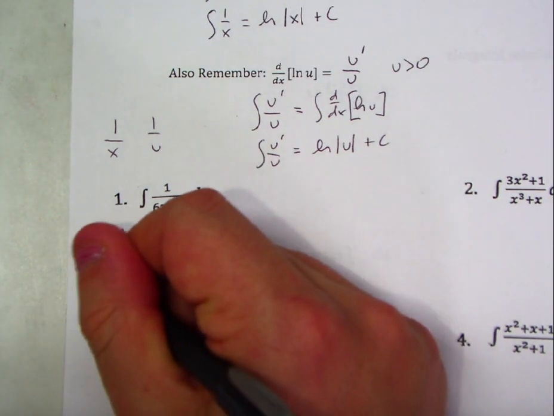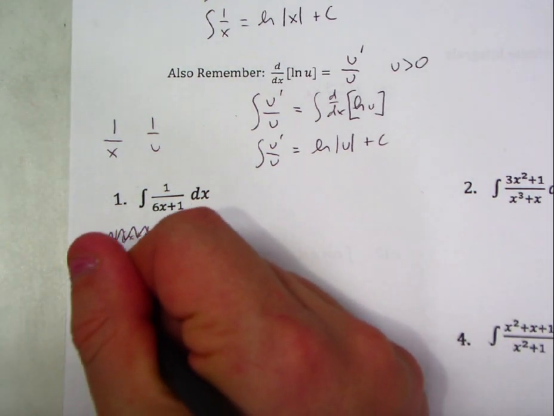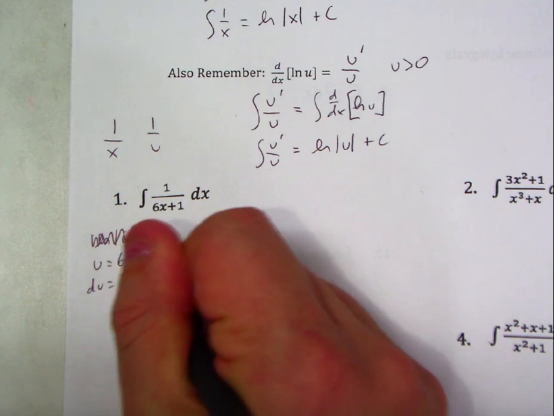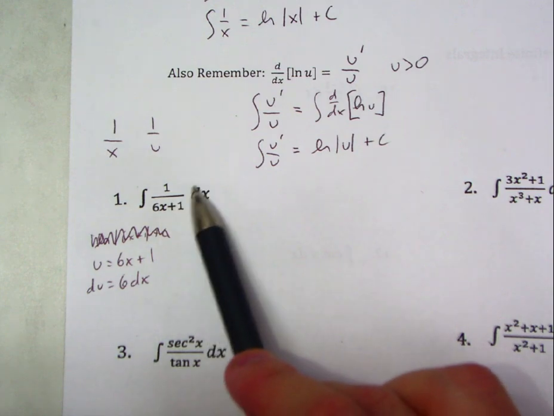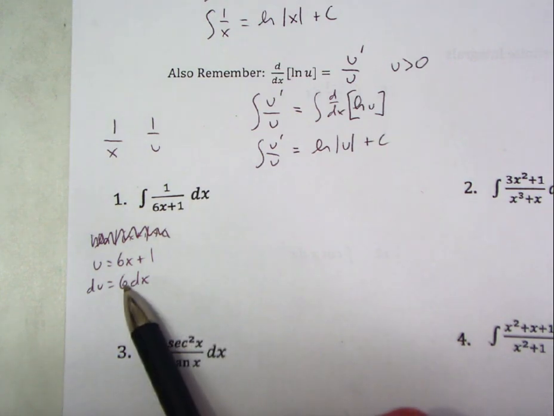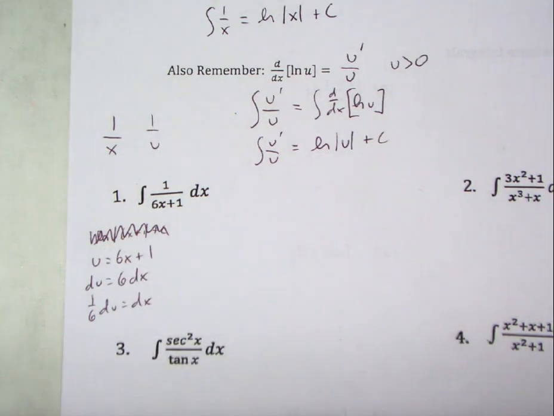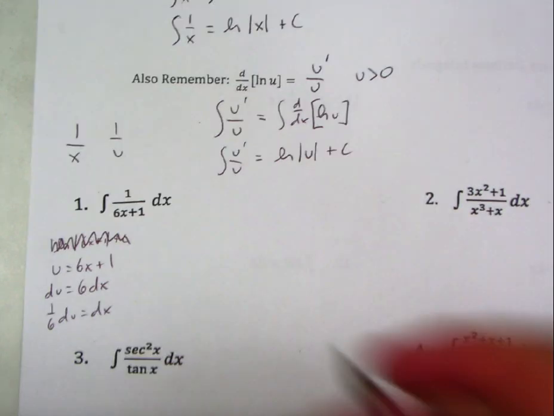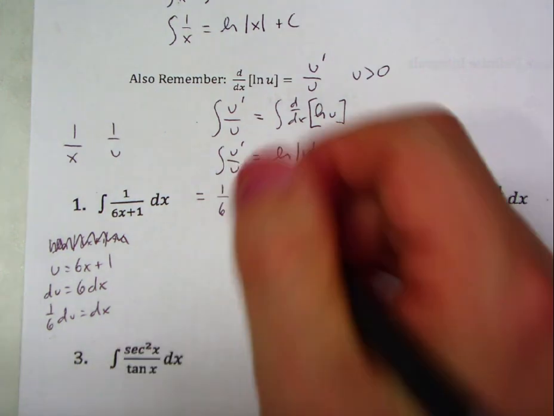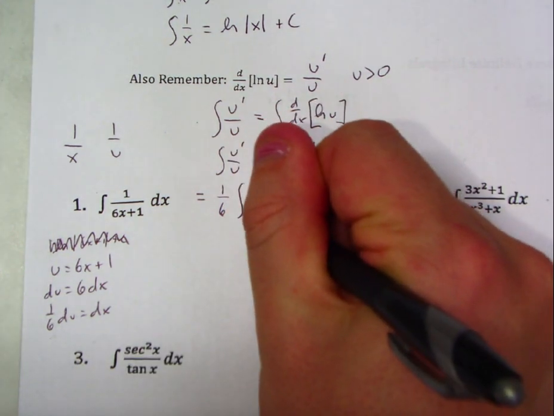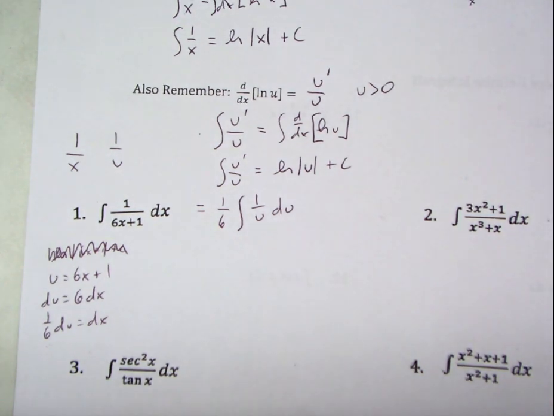So I'm going to have u equal 6x plus 1. So du equals 6 dx. So now I have 1 over u, and then dx, I have to replace dx, remember, so divide by 6. And now I can do my replacement. I can write this as 1/6 from right here, the integral of 1 over u du. So now I have it in that form.